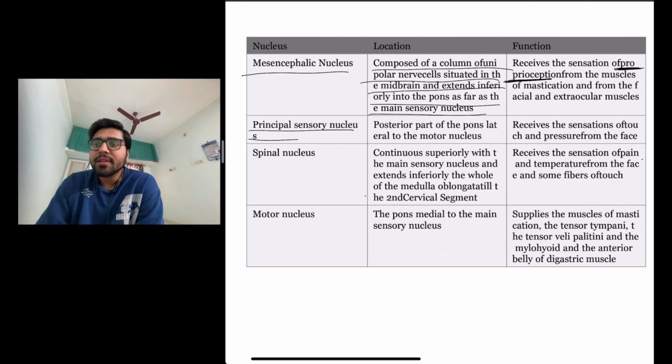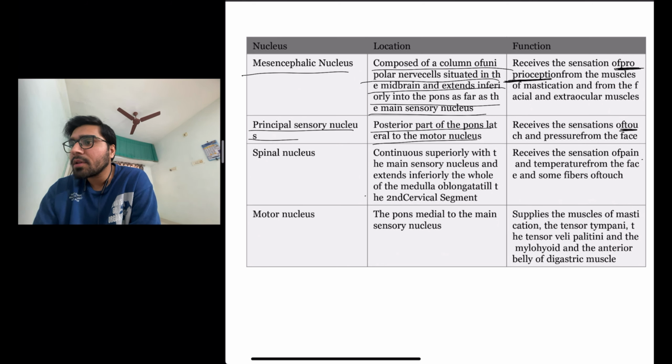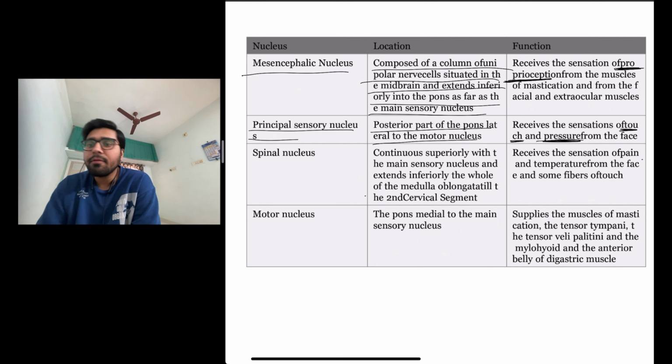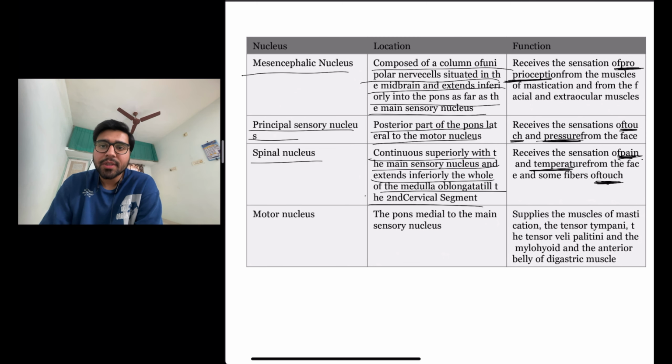The second nucleus is the principal sensory nucleus, located at the posterior part of pons lateral to the motor nucleus. It receives the sensation of touch and pressure from the face. The next nucleus is spinal nucleus of trigeminal nerve. It continues superiorly with the main sensory nucleus and extends inferiorly through the whole medulla oblongata till the second cervical segment. It receives the sensation of pain and temperature from the face as well as some fibers of touch. So pain, temperature and touch is the function of spinal nucleus of trigeminal nerve.